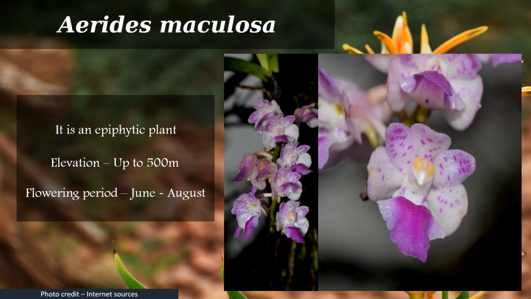So the leaves grow distichous, as in you can say in two vertical rows. The leaf margins are bilobed while the apex is emarginate. So these are all for Aerides maculosa, and the elevation is up to 500 meter. The flowering period is from June to August. So let's move to our next Aerides species.